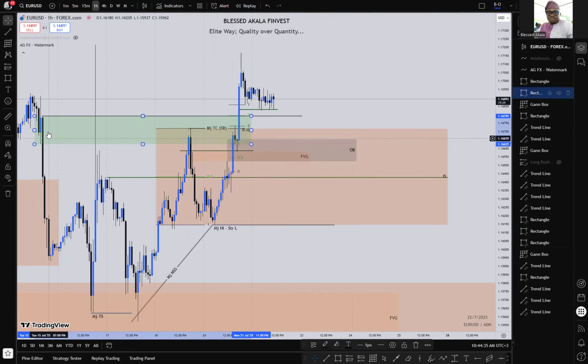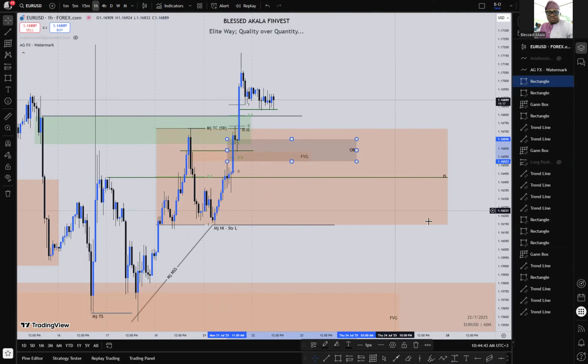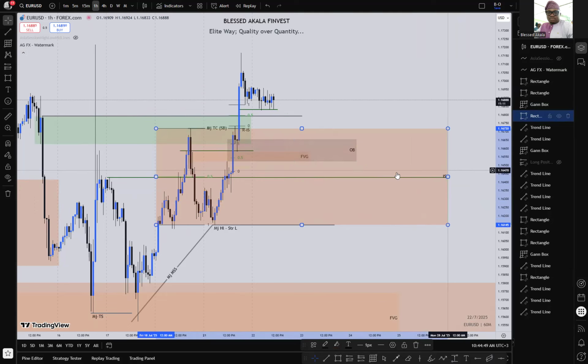So we have this leg here. Please don't mind the backgrounds. We have possibility one. This will be our possibility two. Mind you, we are operating within a very massive internal structure on daily, and there is proper mitigation of all this leg coming down to this particular level here.